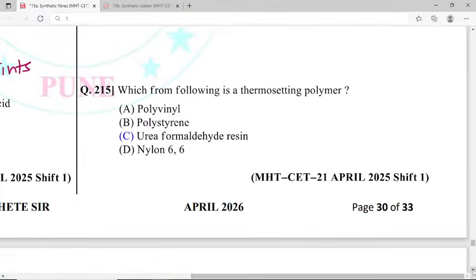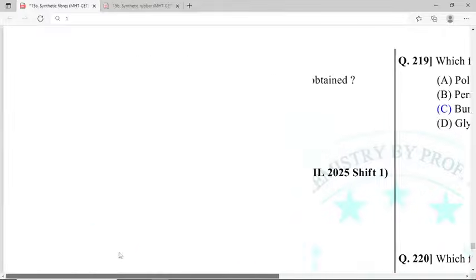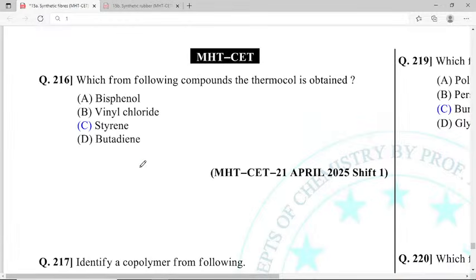Which from following is a thermosetting polymer? Urea formaldehyde is a thermosetting polymer. Which from following compound the thermocol is obtained? Thermocol is from styrene. It is called polystyrene. So polystyrene is the answer.